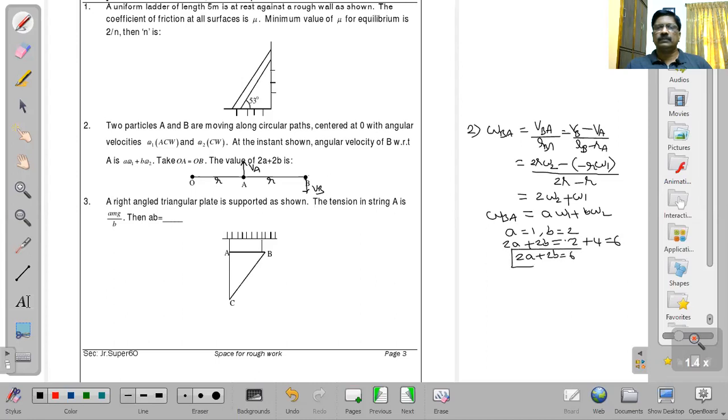In this way we have to do. So this is the second problem. Next.